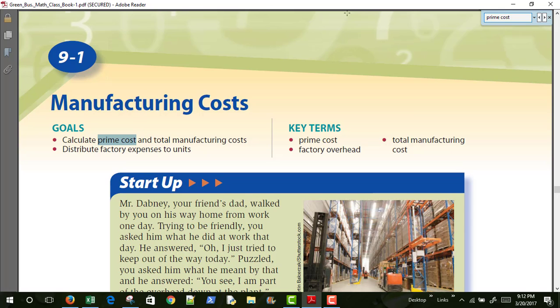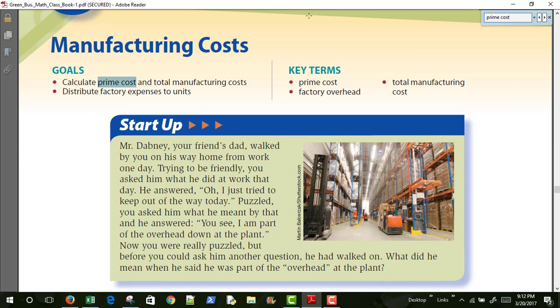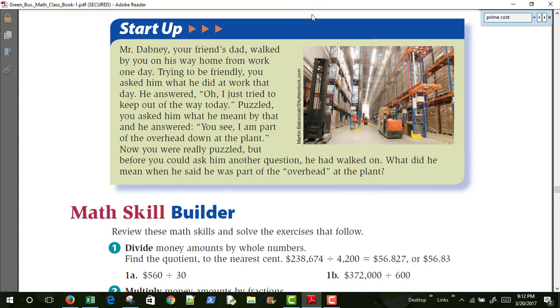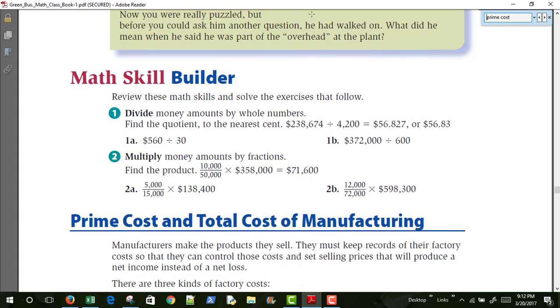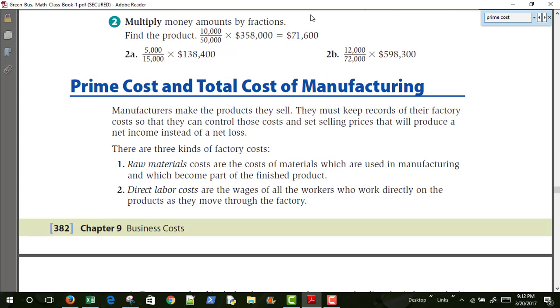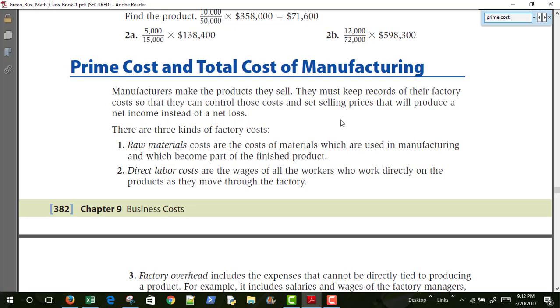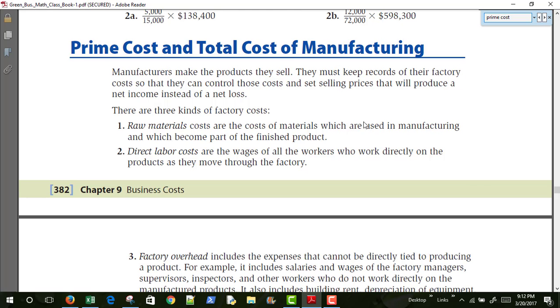So prime cost and total manufacturing cost is the topic of this lesson. Manufacturers make the products they sell. They must keep the records of their factory costs so they can control those costs and set selling prices that will produce a net income instead of a net loss. There are three kinds of factory costs.